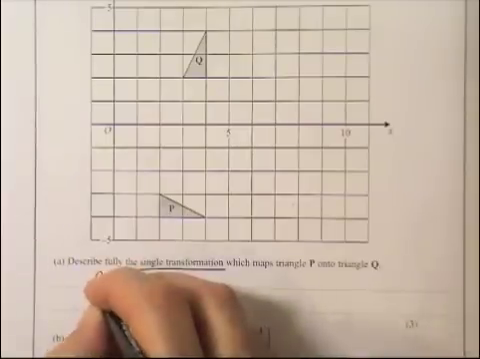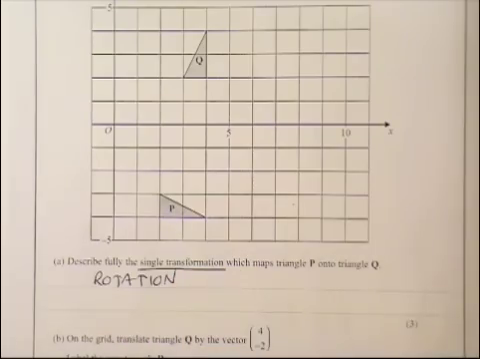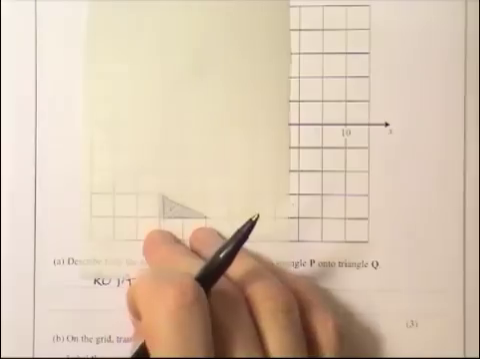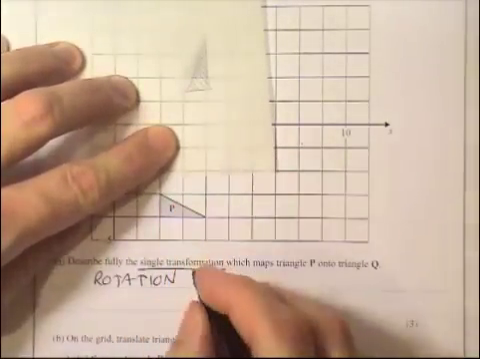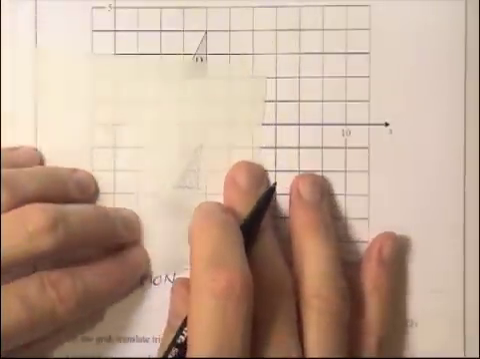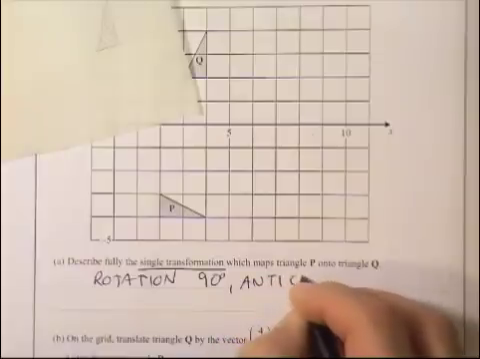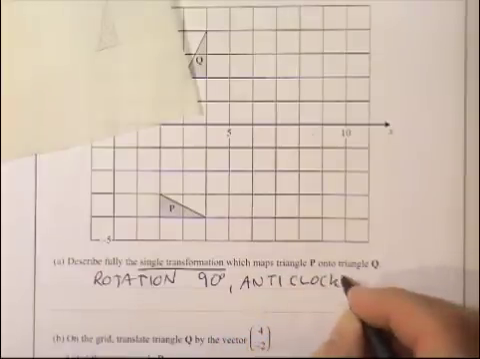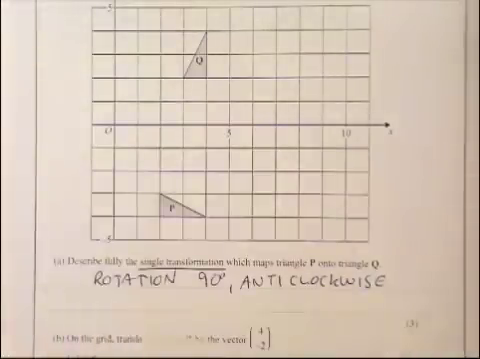This then allows me to describe the shape as a rotation, and as pointed out, it rotates through 90 degrees and it is rotating in an anti-clockwise direction. The only thing I need to know now is what is the centre, or the point about which the shape rotates.